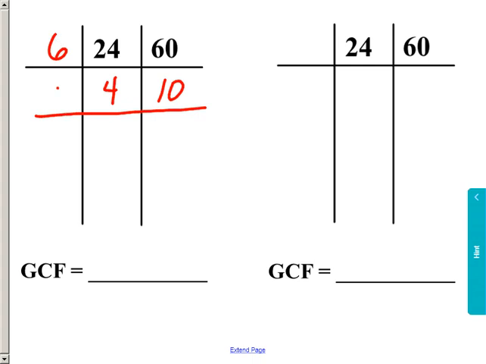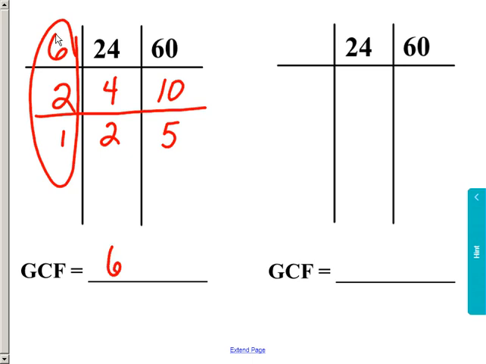4 and 10 can both be divided by 2. 4 divided by 2 is 2. 10 divided by 2 is 5. The only common factor that 2 and 5 have is 1. So I'm done there. And my greatest common factor is 6 times 2, which is 12. So notice I get the same answer.